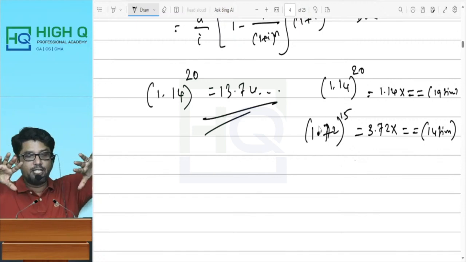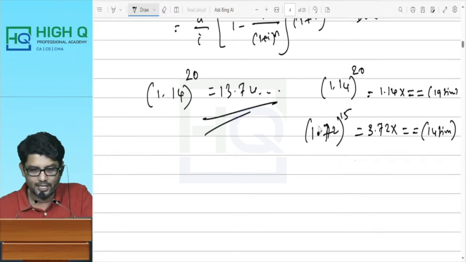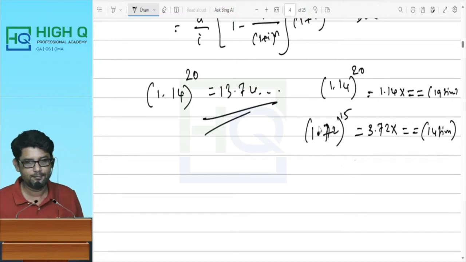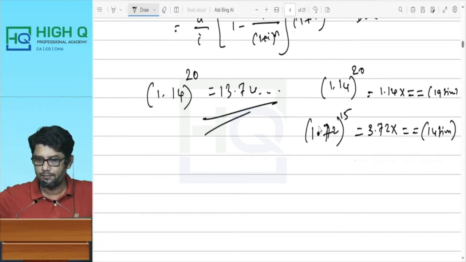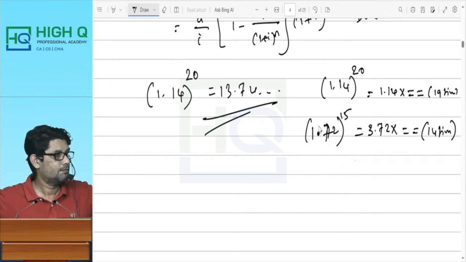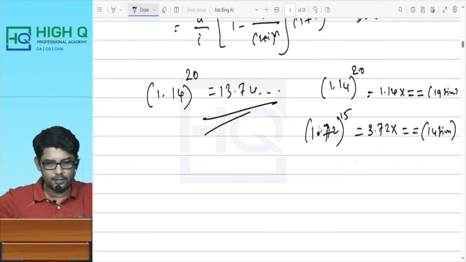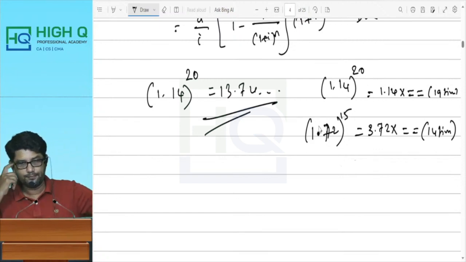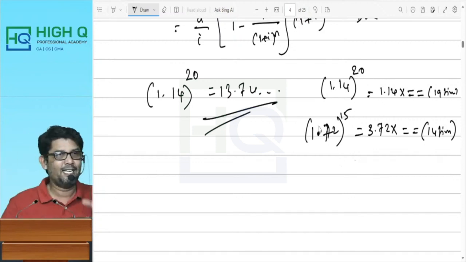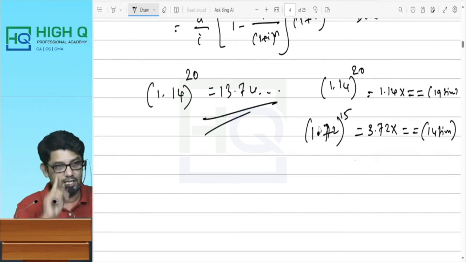Tanish, if you are using a Casio calculator, definitely it is going to come. Please find 1.72 whole power 15. Okay, 3411.35. Very good. Are you getting it or not, my dear? I hope you understood how to calculate it. This is point number 1.